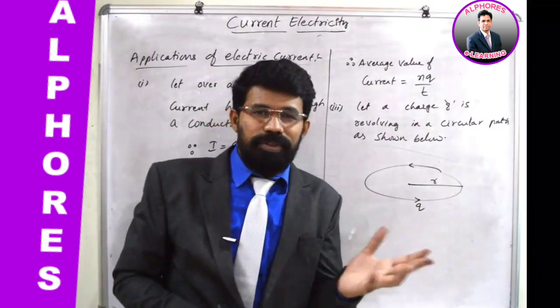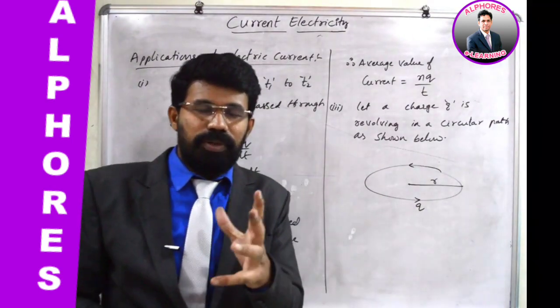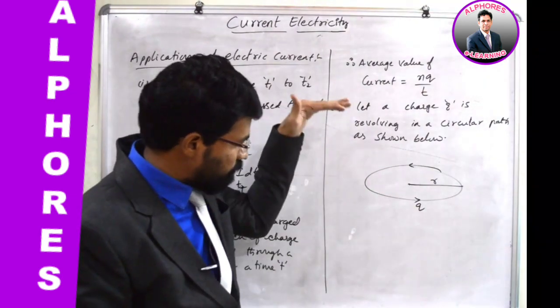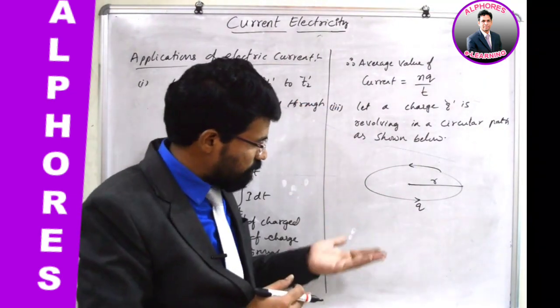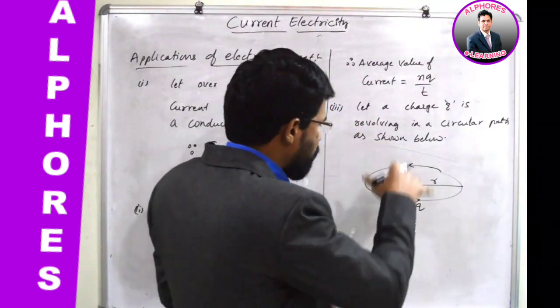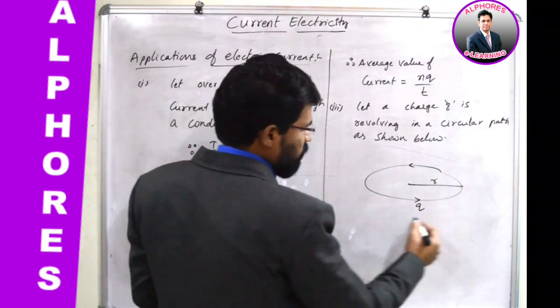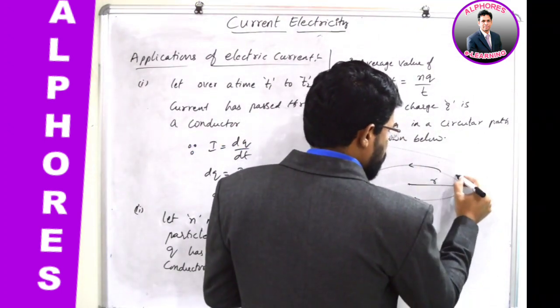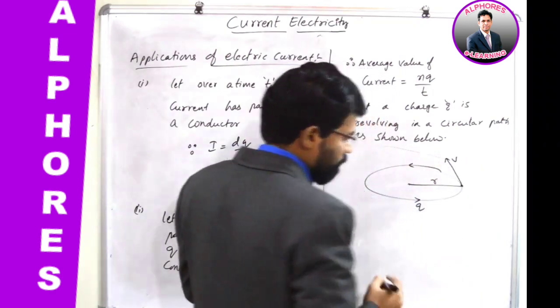Children, remember, anti-clockwise or clockwise depends on the point of observation. If I am looking at this circular path from the top, I see it as anti-clockwise. If I observe from the bottom, I see it as clockwise. So let us say we are looking at this circular path from the top. This charge is moving in the anti-clockwise direction. Let us say it is moving with a linear speed equal to v.